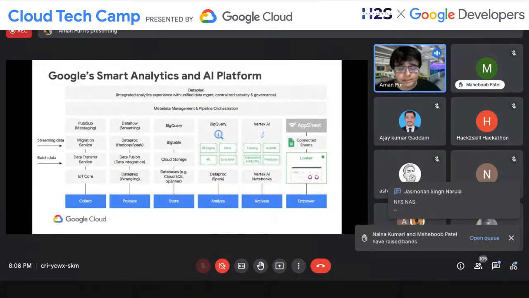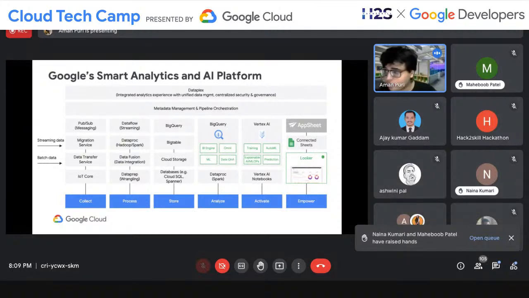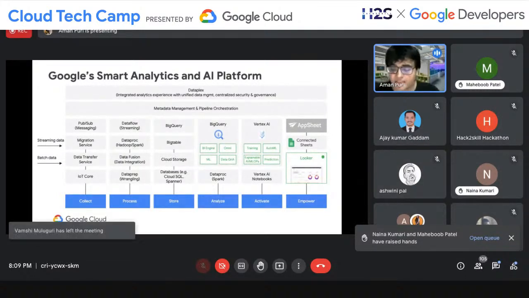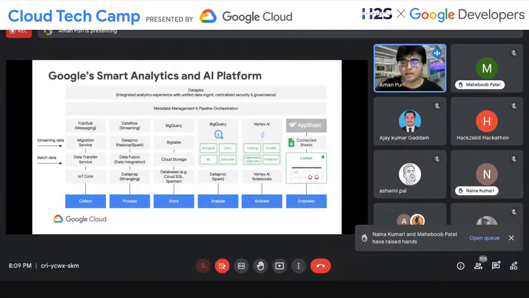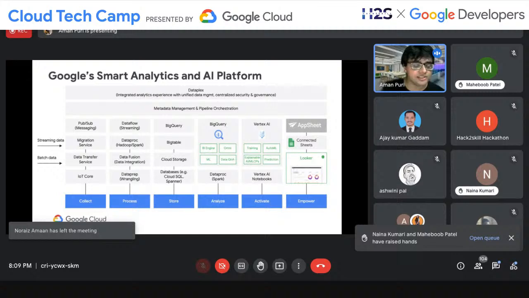Apart from the services we talked about, when you use all of these different data solutions, like the relational databases, Google also has a very smart analytics and AI platform. If you talk about BigQuery, it also has a solution. They also provide some analytics solutions where you can analyze the data as well. And this kind of data can be collected from many of these services.